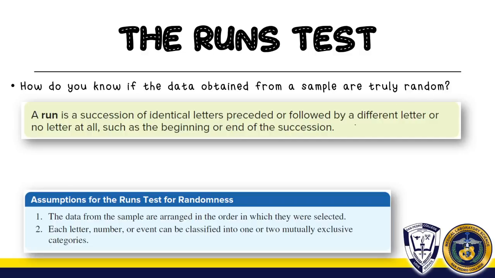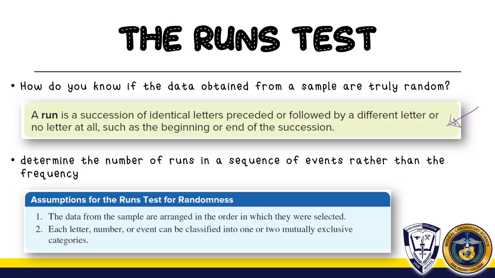So, try to look at this one. A run is a succession of identical letters preceded or followed by a different letter or no letter at all, such as the beginning or end of the succession. Now, in order for me to clearly explain the meaning of this, I will emphasize it further once I present the examples so you can picture it better. So, runs test determines the number of runs in a sequence of events rather than the frequency.